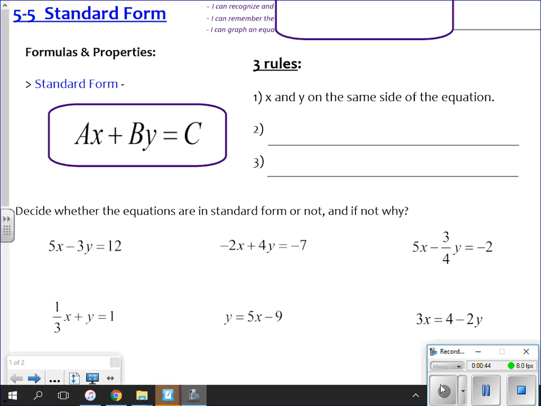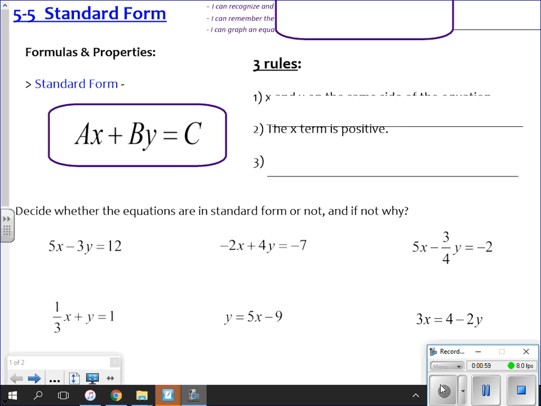X and Y are on the same side of the equation. It goes x, y, equals number. That's standard form. X is first, not Y is first. X's, Y's, equals number. The x term is positive. So the first term needs to be positive.